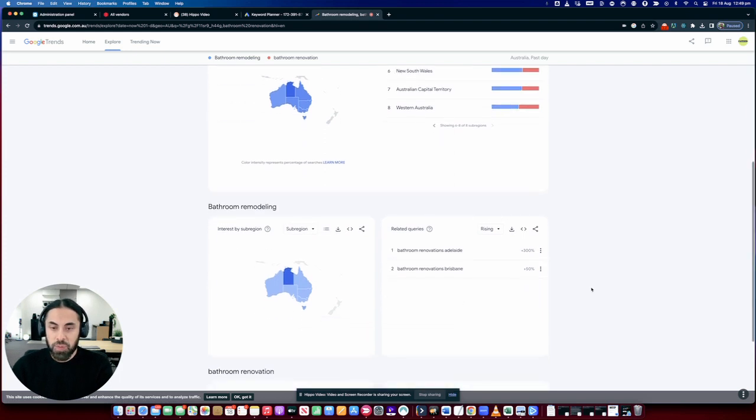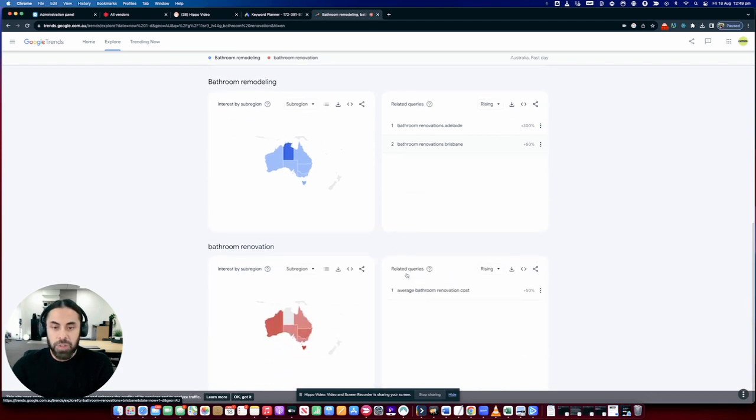And what I can see as well, in the related keywords that Google suggests here, is that bathroom renovation in Adelaide is off the charts at the moment. So if you run a renovation company in Adelaide, that could be the way to start. And same thing with bathroom renovations in Brisbane. That's a 50% increase. So this is telling.